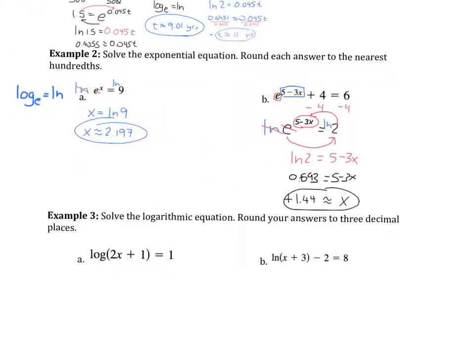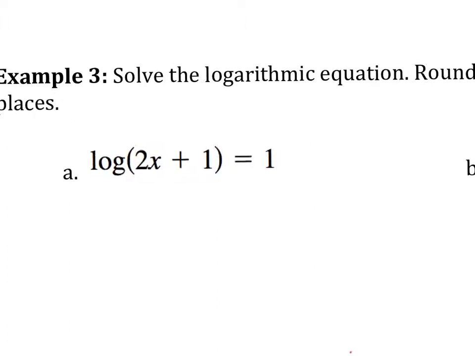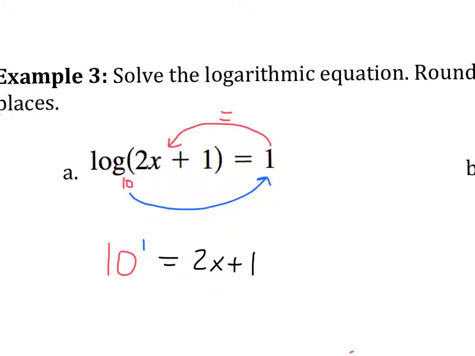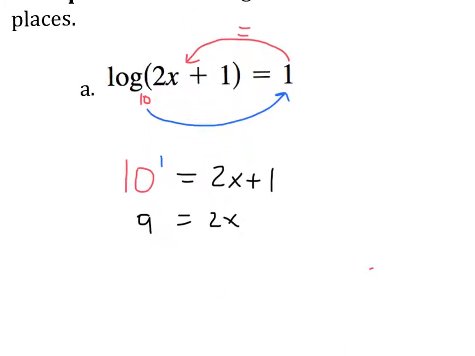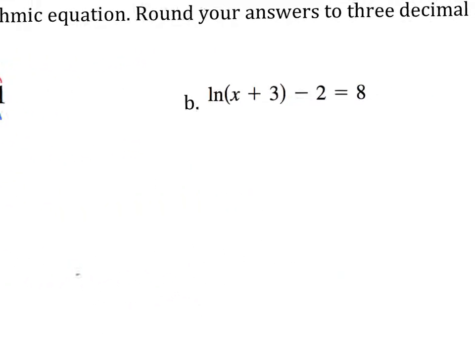And now let's take a gander at example number 3, part A. So this part's a review. Remember that this has a base of 10, so I can rewrite or exponentialize both sides. If I rewrite this, I have 10 to the power of 1 equals 2x plus 1. And now from here we subtract 1 to get 9 equals 2x. And since we're rounding to the nearest hundredth, I'm just going to go ahead and divide by 2. And in its place, I'm going to write 4.5.